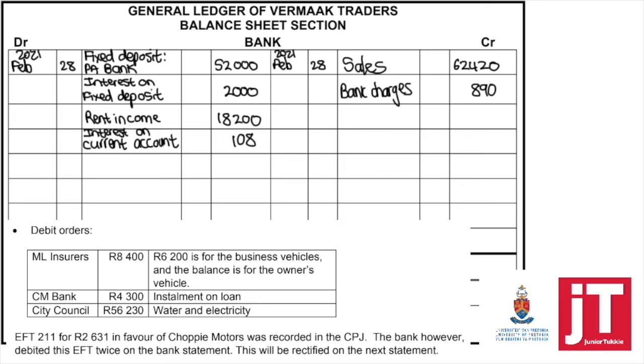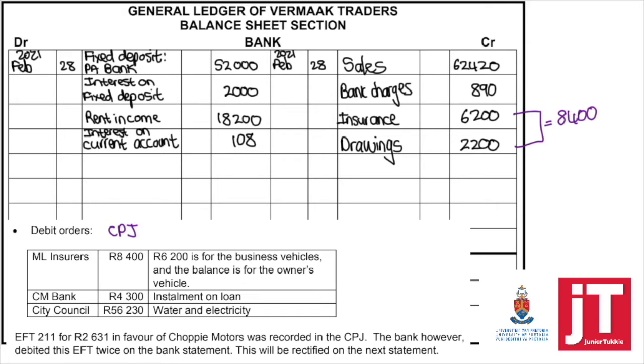So this is why I'm going to say a payment was made, so it will be recorded in a CPJ. From the CPJ, bank is always credited. So I'm going to have insurance 6,200 and the difference 2,200 will be drawings. If I add the two together, it must equal 8,400.